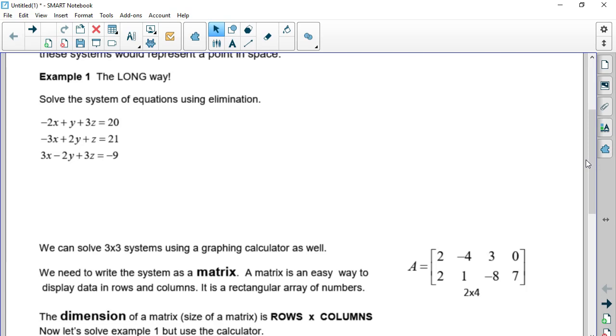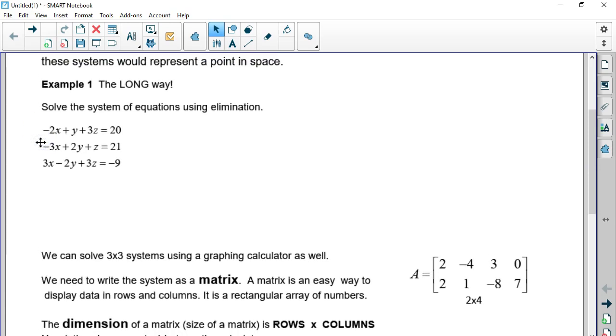So you have to look at this and decide what you want to get rid of first. Right now, it looks like y would be easy to get rid of, z would be easy to get rid of. Makes no difference. I could multiply the first one by 2 and cancel the y with the third one. I could multiply the second one by -3 and cancel it with the first or third one. It really makes no difference. So let's go there.